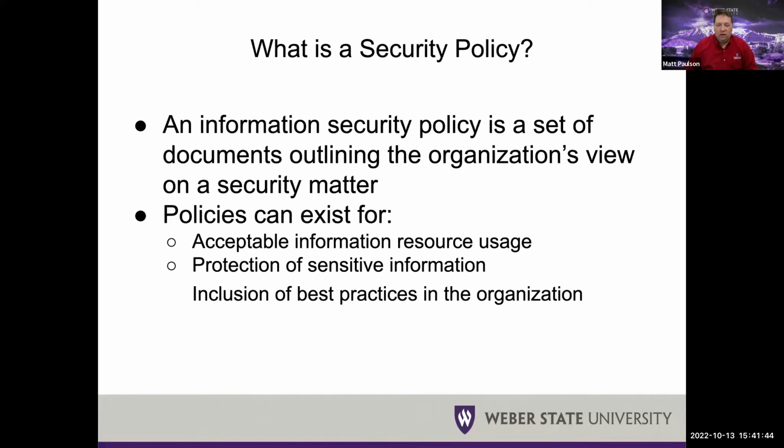And so a security policy and an acceptable use agreement is one example of a policy. A policy is a set of documents outlining the organization's view on a security matter, whether that is data encryption, operating system configuration, or application updates. There's many facets of security that an organization has to be aware of and provide protection for. And the guiding documents, the be-all, end-all of what the organization is going to do and how it's going to protect its information, is contained in the security policy. Protection of sensitive information, inclusion of best practices in the organization, what is acceptable information resource usage. Can I be streaming stuff at work, right? Can I visit social media sites at work?